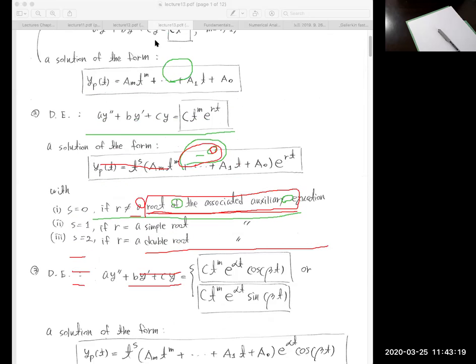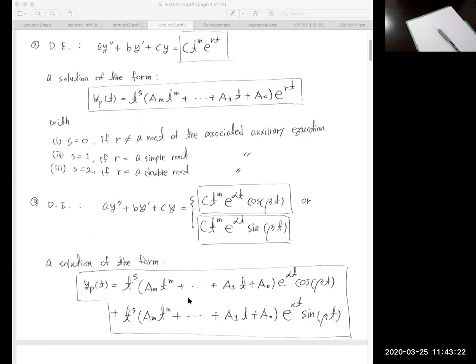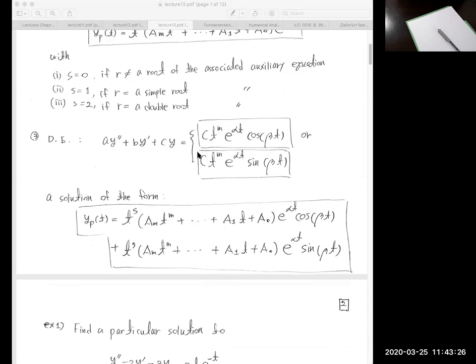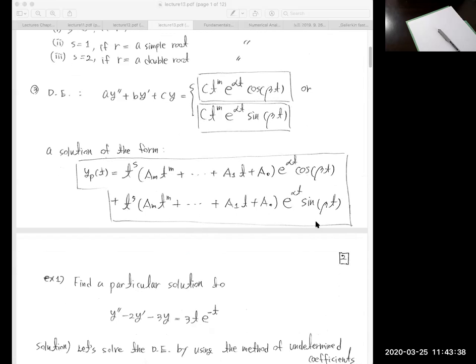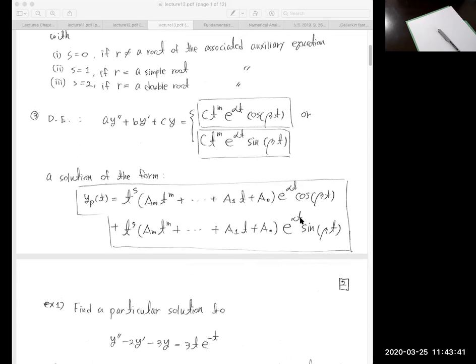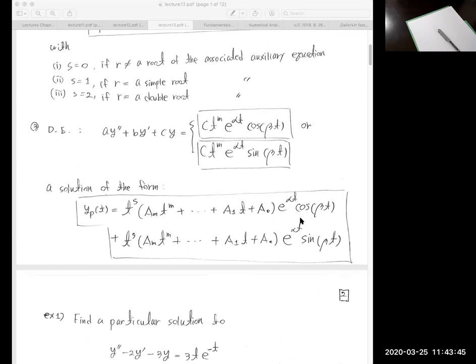And the third case: what if the external force has the form of a polynomial times an exponential function times a trigonometric function? Then the solution has a form like that. I know it's really long, but in practice, in the examples, test problems and quiz problems, in most cases s is 0, 1, or up to 2. You don't have to worry about that. It's not going to be that long in real problems.